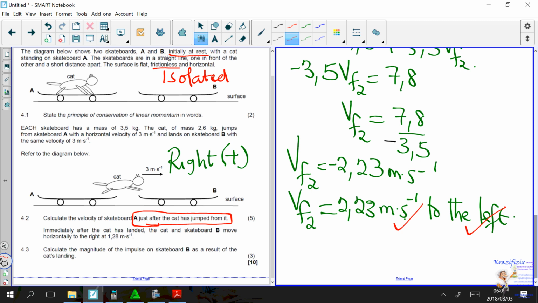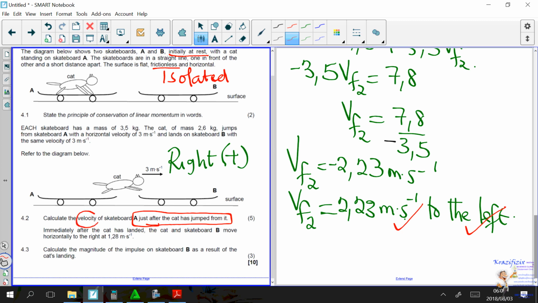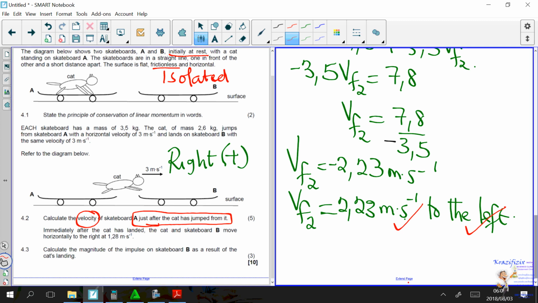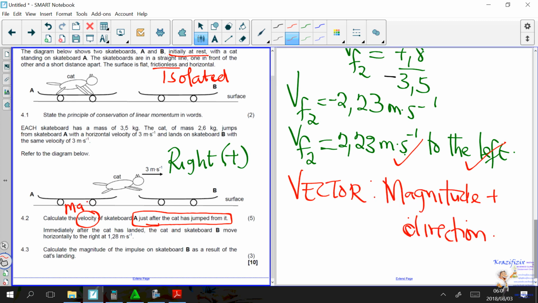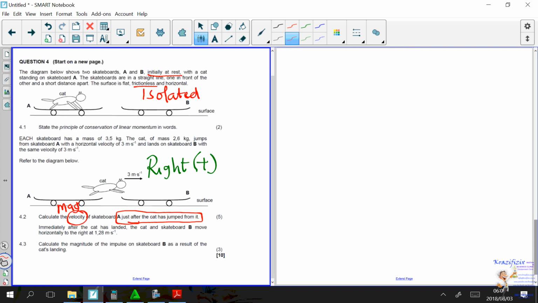Why are we marking direction? The question says calculate the velocity. Grade 10. Velocity is a vector quantity which has both what? Magnitude and direction. So it's important. It's very, very important. Now, you see here, you get a mark for writing the direction. But if the question had said, calculate the magnitude of the velocity, then you would not need a direction. But in this case, we need our direction. All right, great. Look at the next question now.